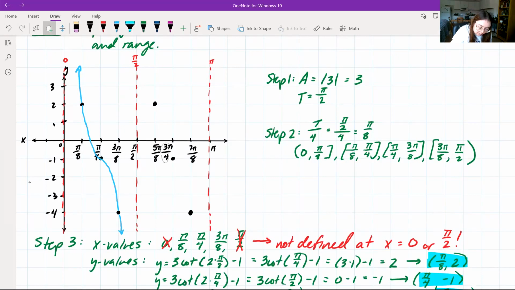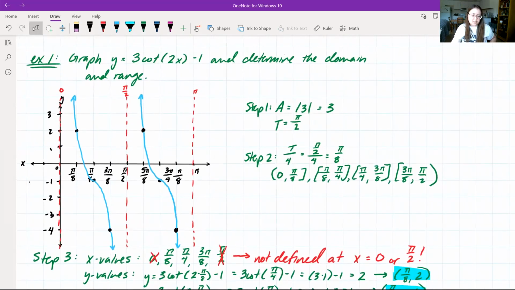So we've essentially just copied over the same graph to our next period. And so we do the same thing as before. We connect our points, and then we draw the rest of our graph in. So we see this is what our graph of y equals 3 cotangent of 2x minus 1 is going to look like over 2 different periods.